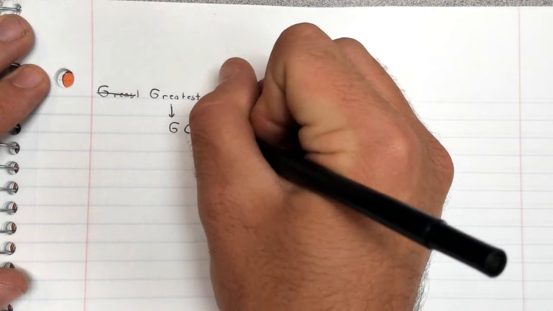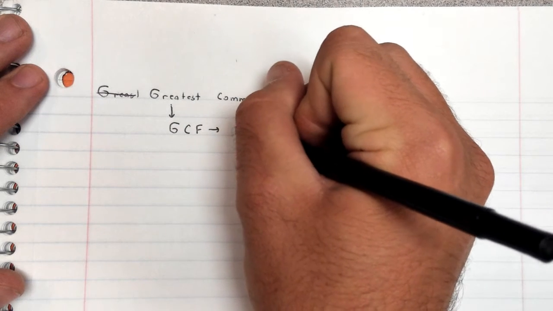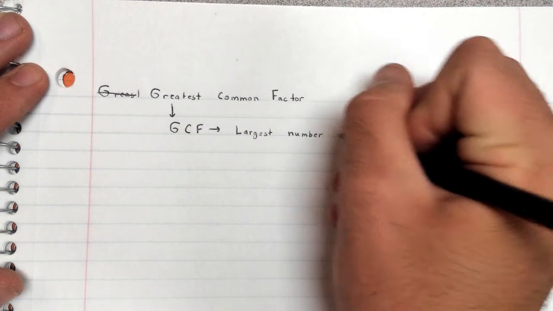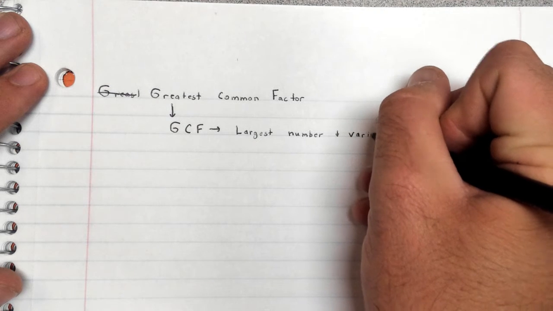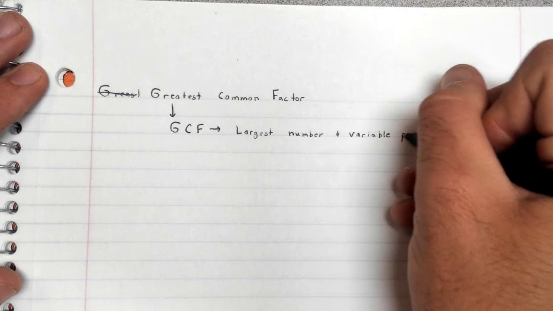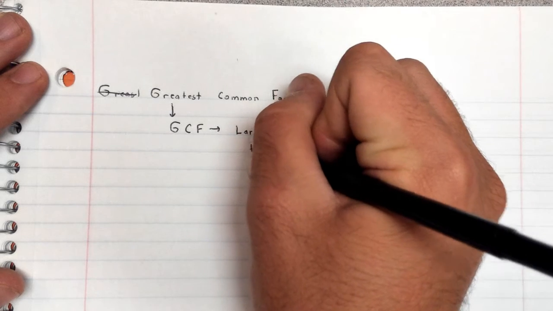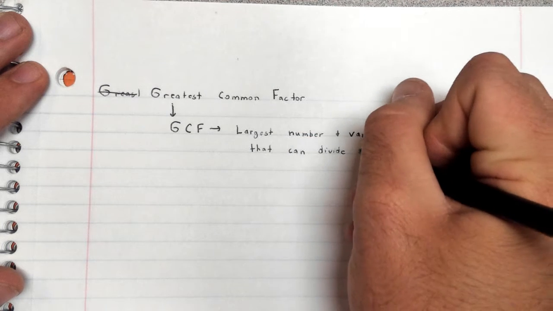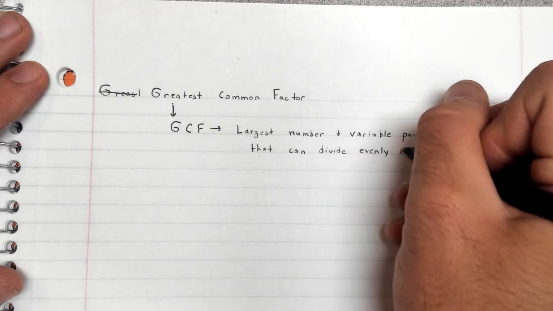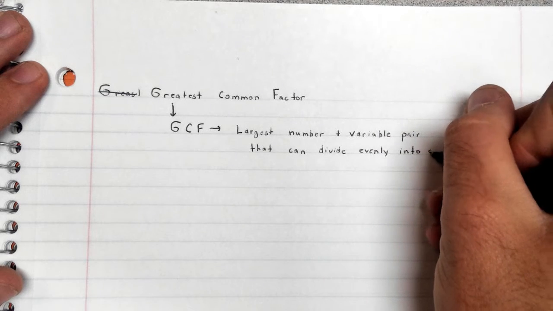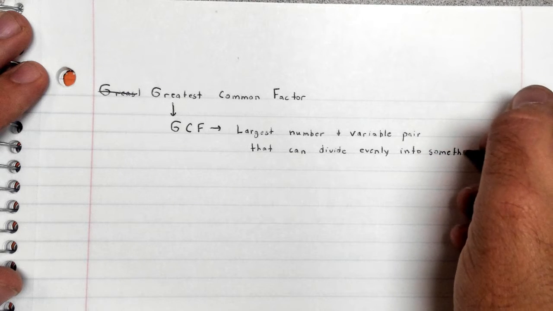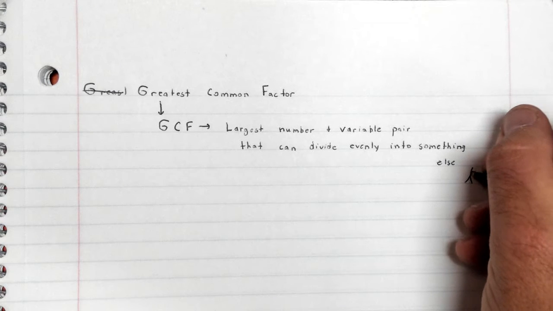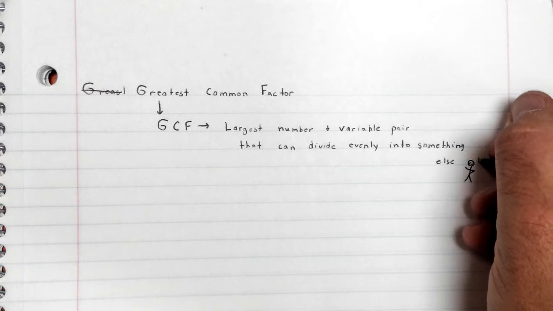Greatest common factor, the actual definition, is the largest number and variable pair that can divide evenly into something else. Neat.